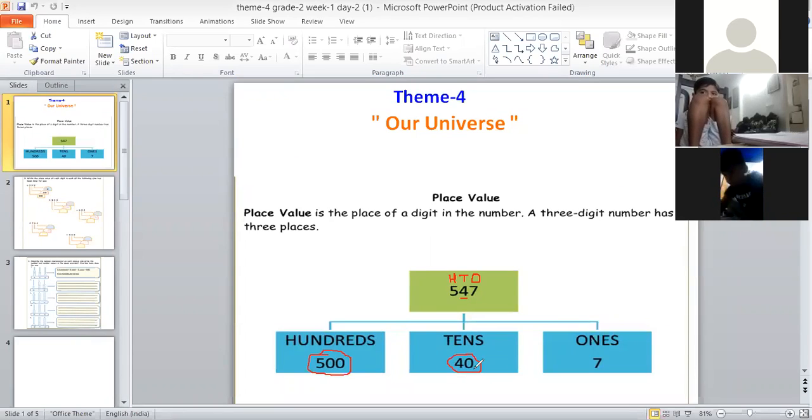Okay. Now your last digit is 7, and 7 is in ones place. Children, please listen carefully. If you have any doubt, you can ask. So we will write this 7 as it is. We will not add any 0 because in ones place we don't have any zeros, right? So this is how you'll write the place value of the given number. Okay.